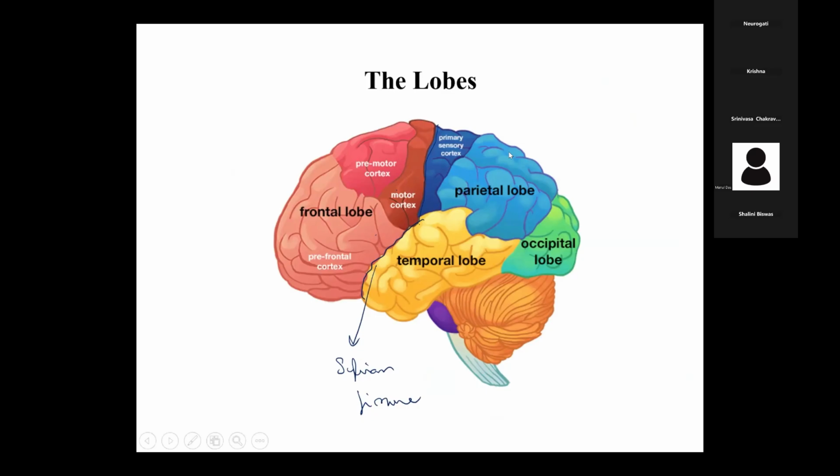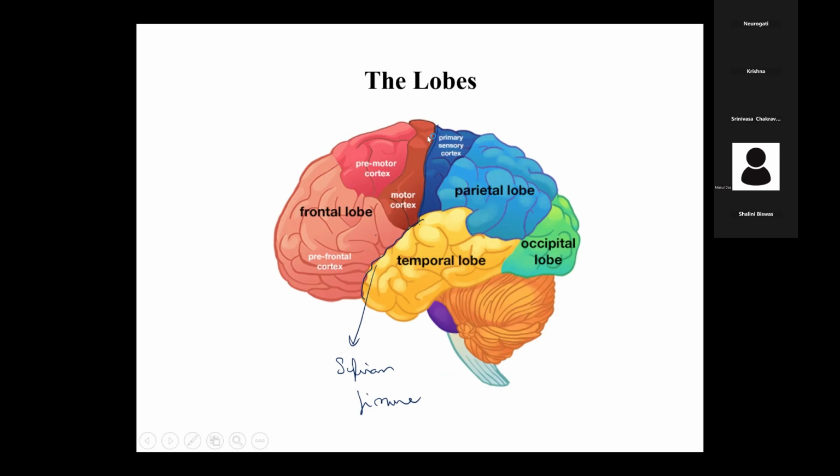Now, the brain's outer surface itself is divided into these lobes. You have the frontal lobe here shown in red, right? And the huge thing, the yellow thing, is the temporal lobe. The blue thing is the parietal lobe, and this bluish green one in the back is the occipital lobe. This brown structure is the cerebellum.